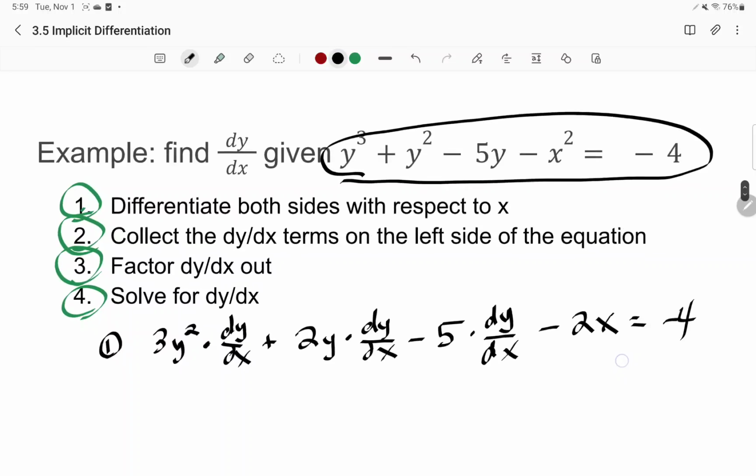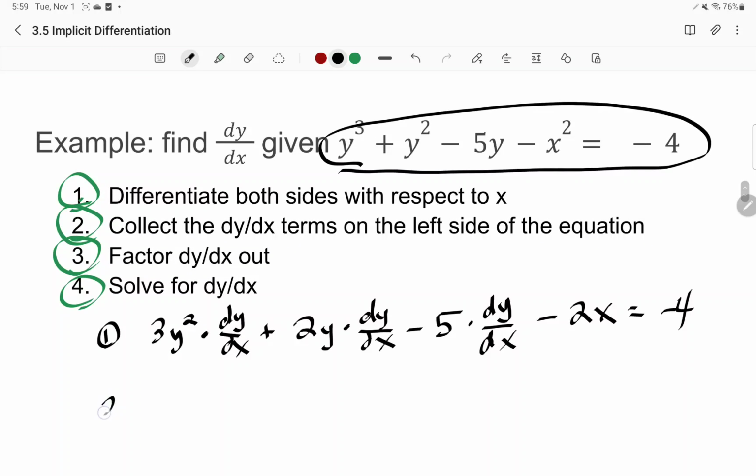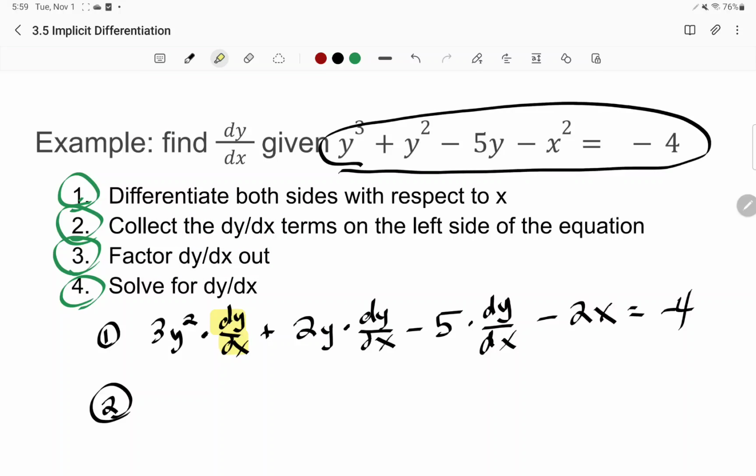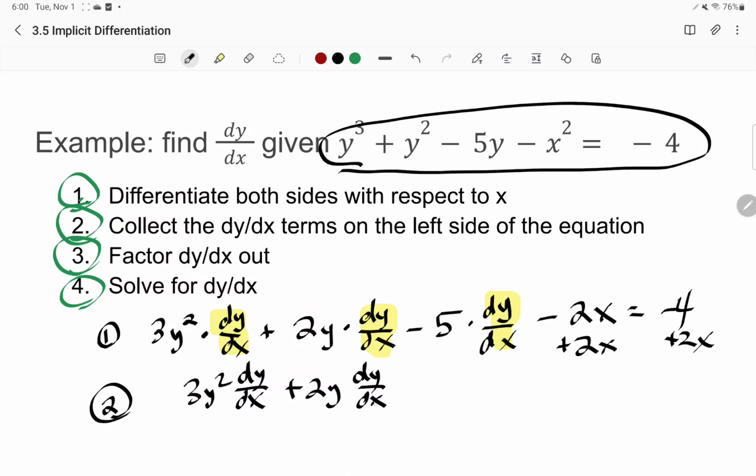So that's step 1. Step 2 is collect the dy dx's on the same side. So if we go through and identify our dy dx's, you have one here, here, and here. Now let's go ahead and keep those on this side, and we're going to get rid of this negative 2x by adding 2x. So you would have then 3y squared dy dx plus 2y dy dx minus 5 dy dx is equal to negative 4 plus 2x. They're all on the same side.